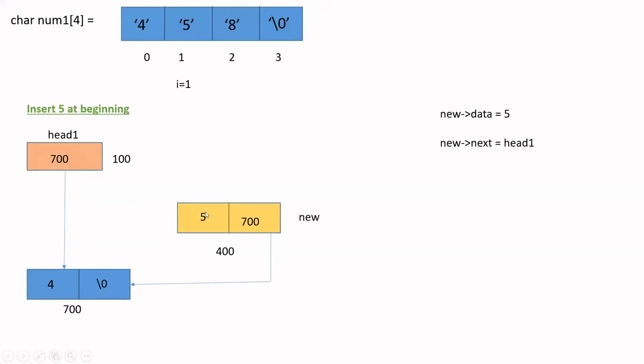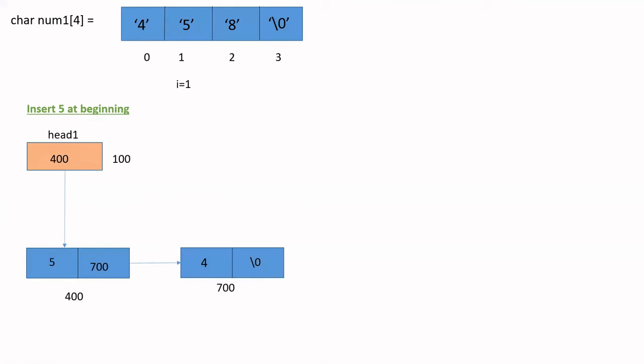Now we need head to point to the newly created node. For that, we will assign head 1 equals new. Now we have inserted the second node inside the linked list. Now we will increment I. Now I is equal to 2.